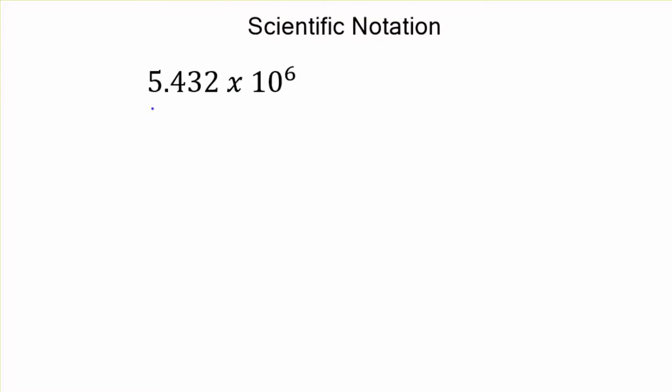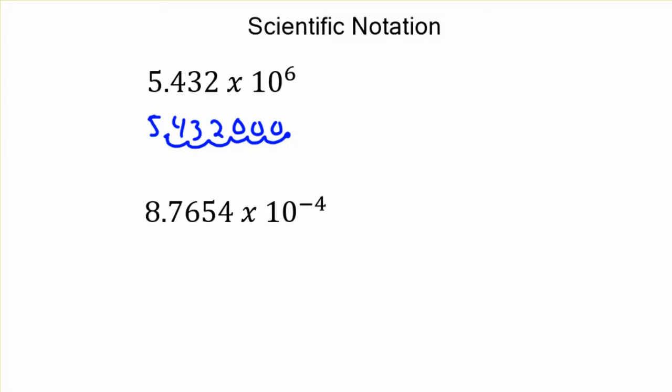So let's actually use these powers of 10 now to write a number that's already in scientific notation. Let me see, we have 5.432 times 10 to the 6th. We're going to take that decimal point and move it 6 times to the right, and just fill in those zeros. That's going to be the number 5,432,000.